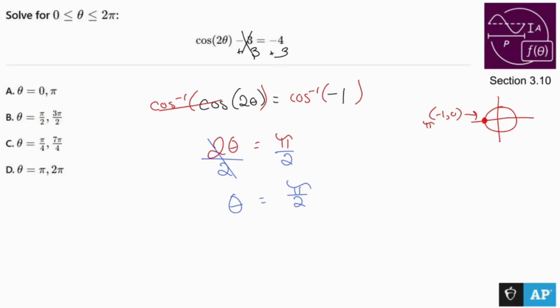Now the tricky part about this guy is the fact that by throwing 2 in front of theta, you have cut the period in half, right? Usually the period is 2 pi. Well, now it's only pi because of that 2. So it's not just going to be pi over 2. 1 pi after that, we're going to hit another solution. So 3 pi over 2 is also going to be included in our answers. That double angle nonsense is going to make things kind of tricky.